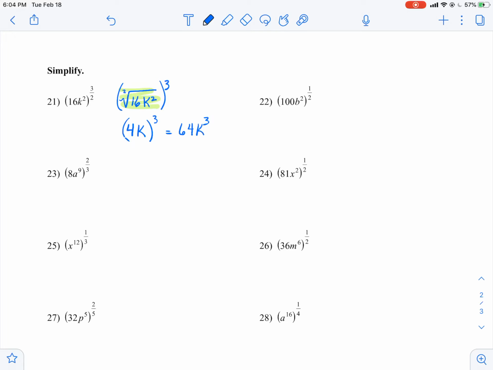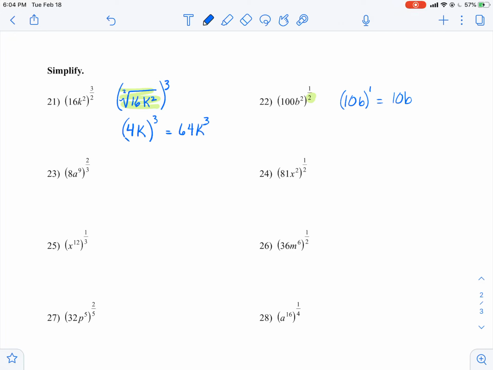Now, let's talk about how to do it without actually having to write it out in radical form. I'm first going to always look at the root piece of it. So I'm going to look at this piece. It is the square root. So the square root of 100 is 10. The square root of b squared would be b. And I'm going to go ahead and write this, it's not necessary, but that's to the first power. So my answer is just 10b.